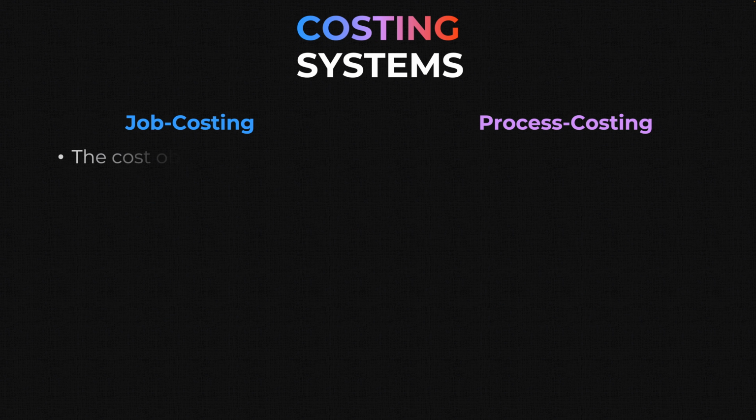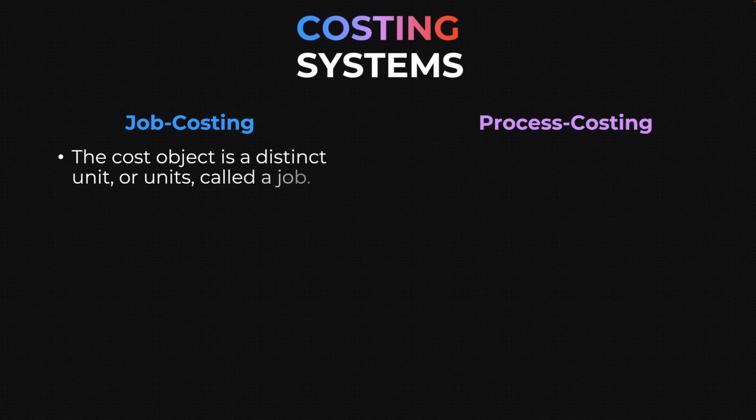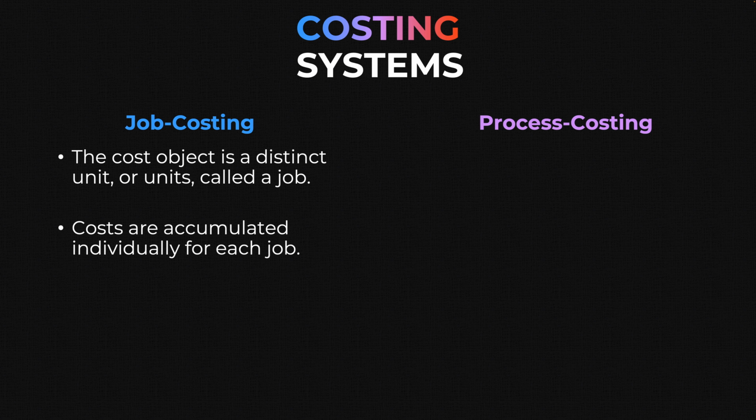Job costing. The cost object is a distinct unit or units called the job. Costs are accumulated individually for each job. Examples are audits, legal cases, repair services. Distinct services or distinct units are what job costing is used for.